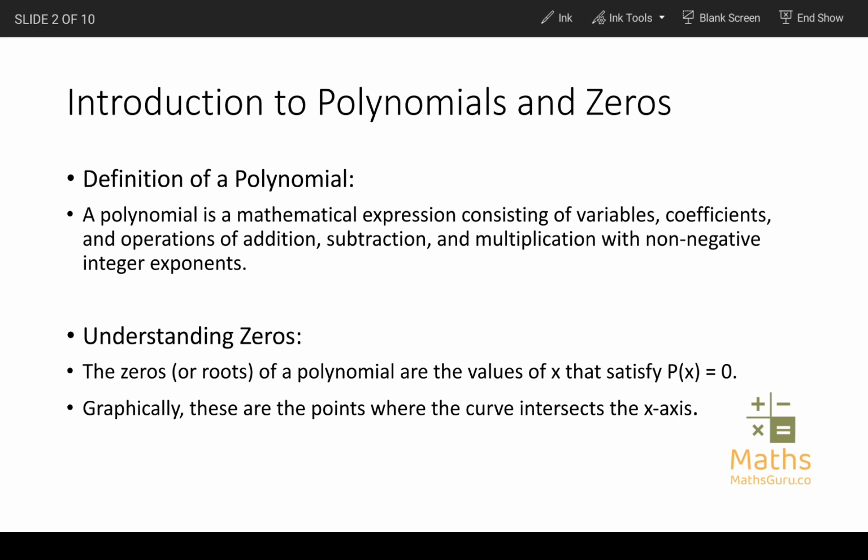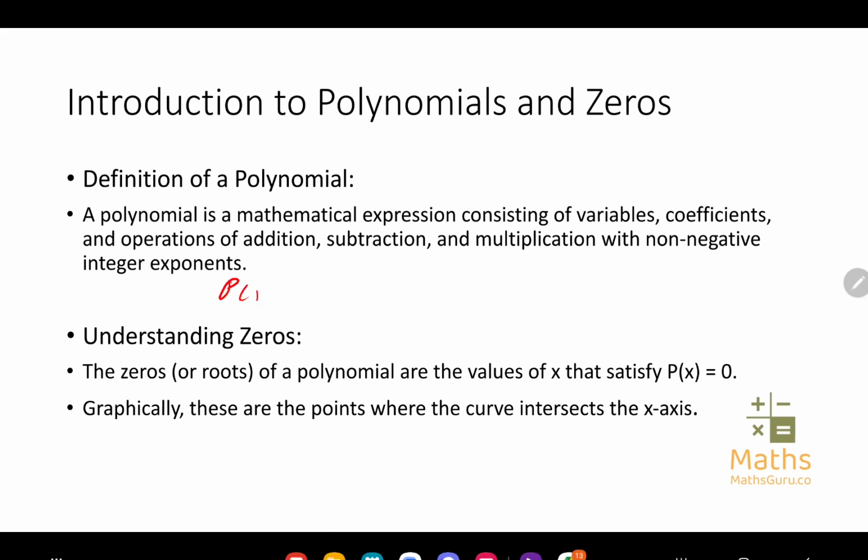A polynomial is a mathematical expression that consists of variables, coefficients, and some mathematical operations on them, like addition, subtraction, and multiplication, with non-negative integer exponents. So it would be something like p(x), the function. If I write 4x plus 5, it's a linear polynomial, right?